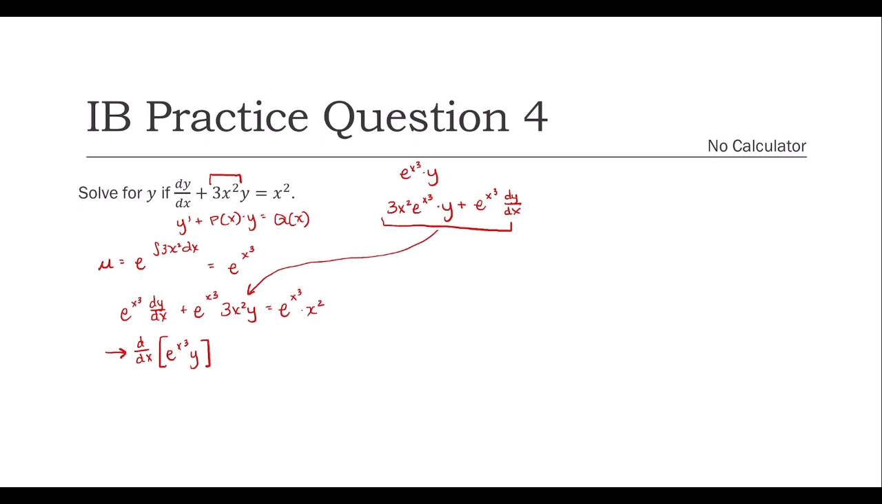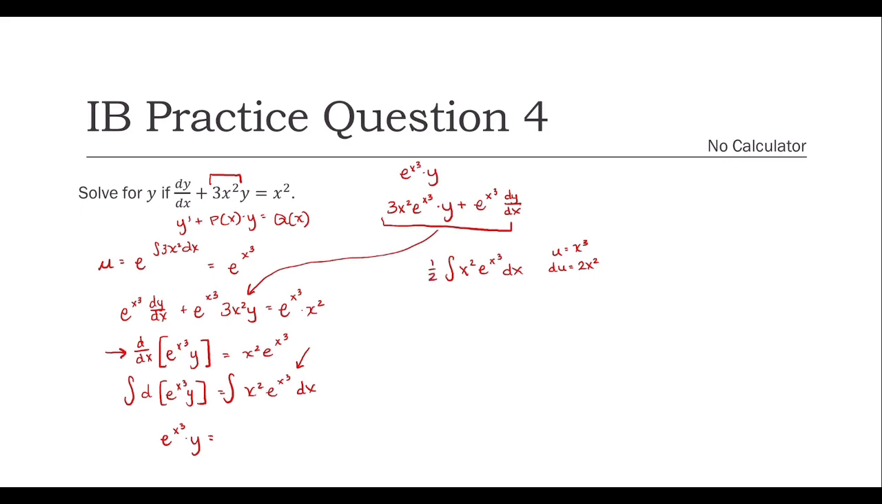So we have d dx of e to the x cubed times y equals x squared times e to the x cubed. We'll multiply by dx, so we get d of e to the x cubed y equals x squared e to the x cubed dx. If we take the integral of both sides, this just becomes e to the x cubed times y equals the integral of this. We'll use u substitution, so we have the integral of x squared e to the x cubed dx, and we'll say that u equals x cubed, so du equals 3x squared.